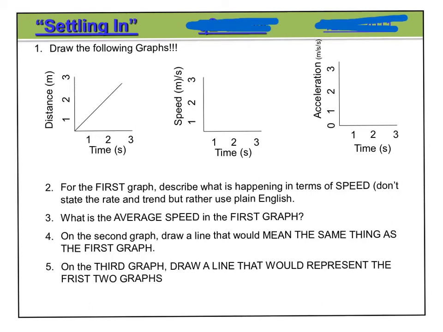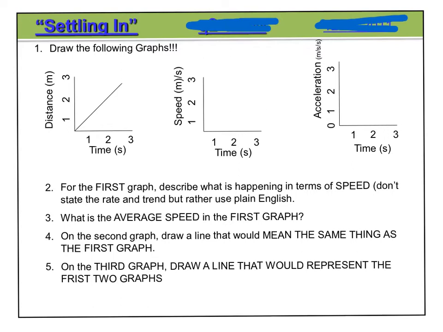We're starting a graphing assignment, and I don't normally put my settling ins on a tutorial to show you, but I think it would be helpful before I talk about the graphing assignment to give you an example that we did in our settling in, and this is very similar to what you'll be doing in the assignment. So it says number 2, for the first graph, show what is happening in terms of speed. Don't state the rate and trend, but rather just tell me in plain English.